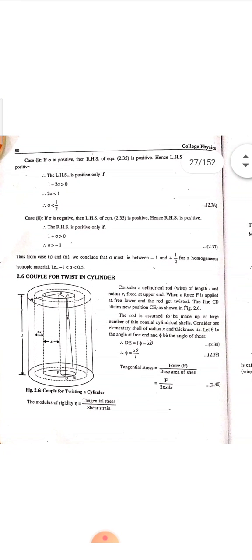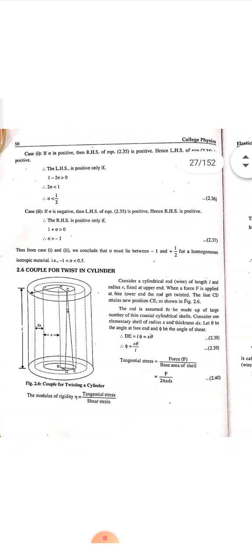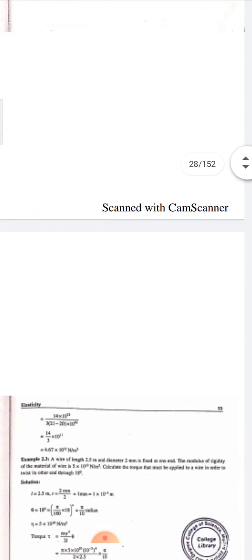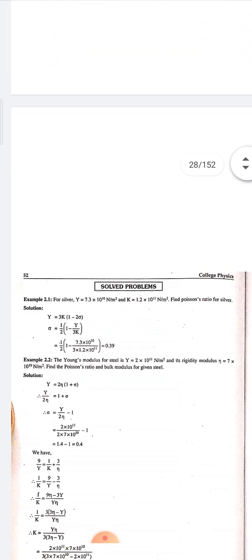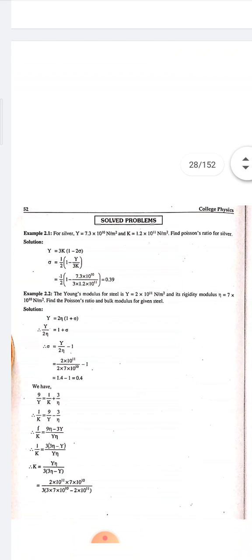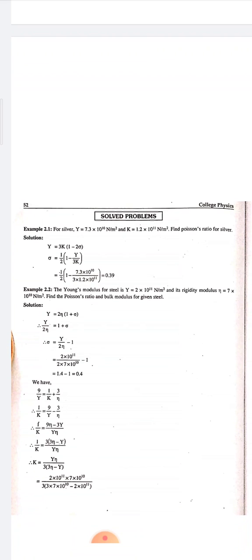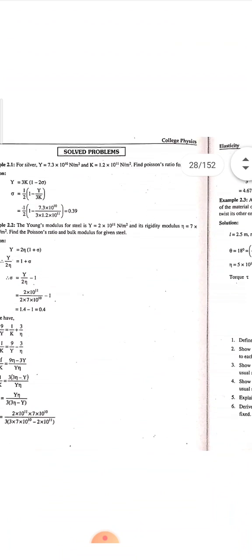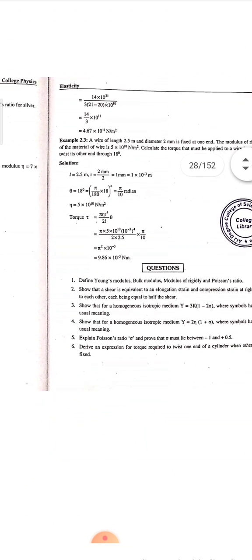Here the detailed derivation is there for this, but we are not going into detail of this. Modulus of rigidity is stress upon shear strain, that is the modulus of rigidity that you have to remember. Very simple part again. Then the numerical is there based on these formulas. For silver Y is equal to 7.3 into 10 raised to 10 Newton per meter squared, and K is that value. Find the Poisson's ratio, that sigma you have to calculate. All the values are given, you just have to substitute in the formula and then you will get that particular thing.